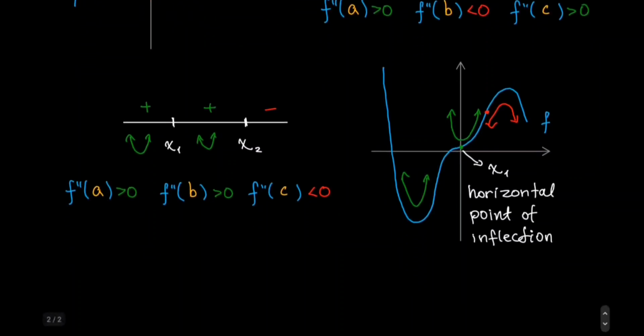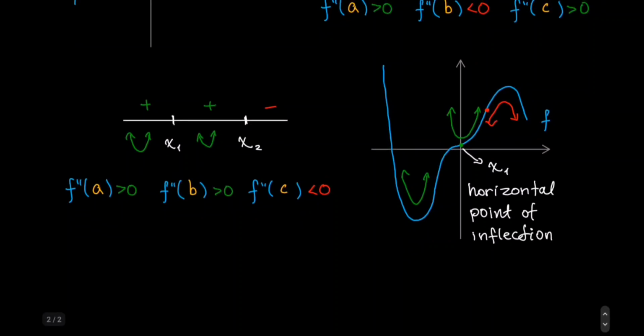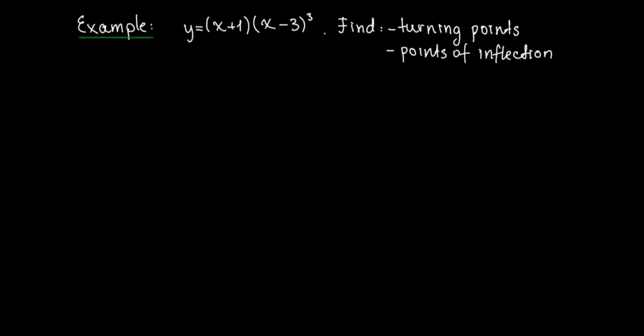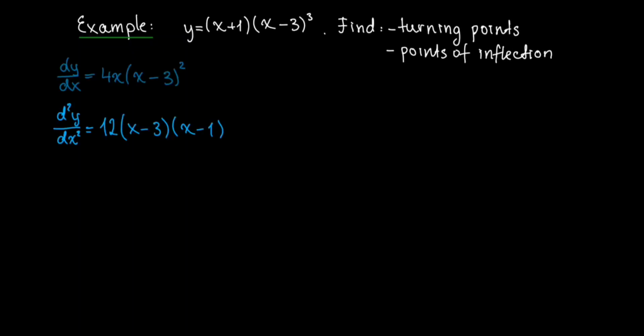All this information seems extremely overwhelming, so let's take a look at an example. We are given a function y equals to x plus 1 times x minus 3 cubed, and we're tasked to find the turning points and the points of inflection. So immediately, we need to first compute the two derivatives, first and second. I can immediately tell you these two would be the first and second derivative. Here, we simply use the product rule for differentiation. Oh, and an alternative notation for the second derivative could also be this.